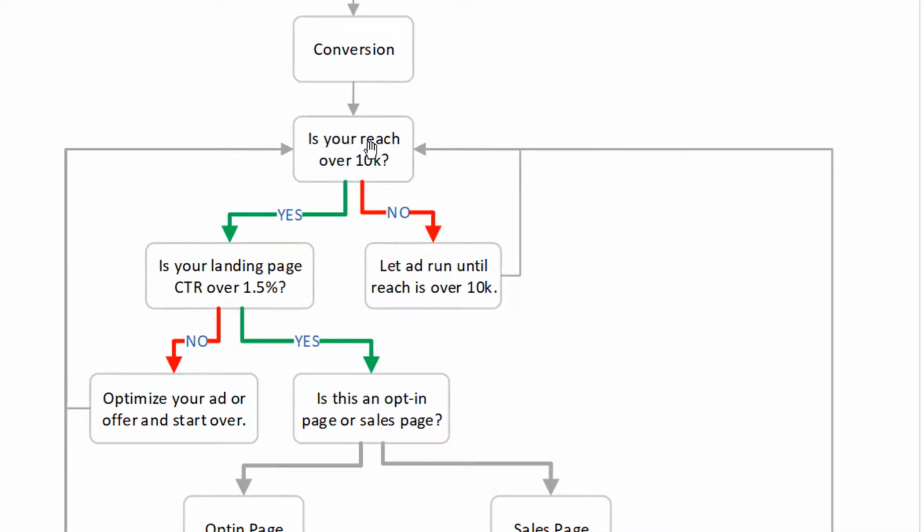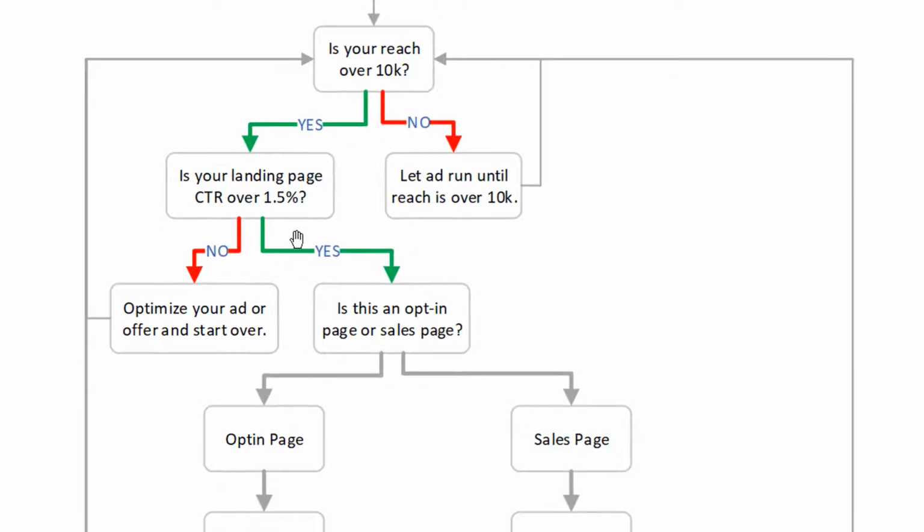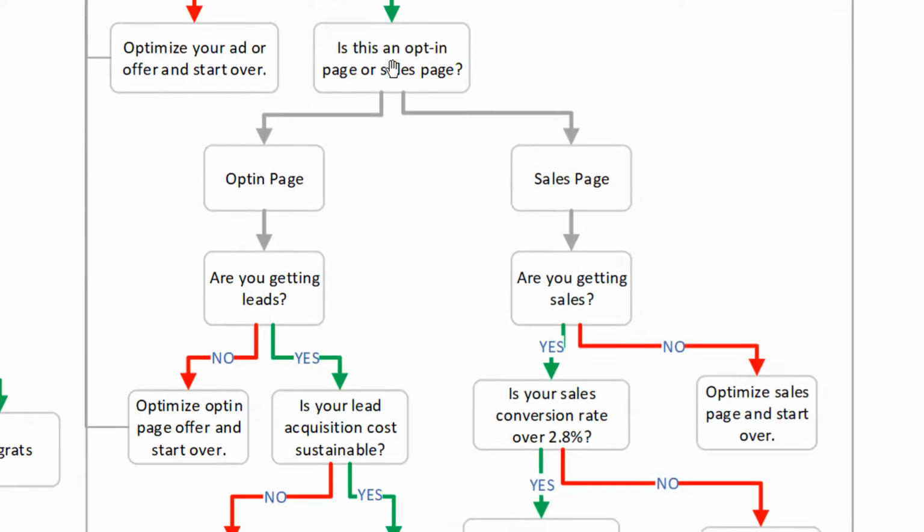Now, if we go to the conversions, same concept. Is your ad reaching 10,000 people or more? If not, then let it run until it reaches 10,000. If it is, now ask yourself, okay, is the landing page click-through rate over 1.5%? If it's not, optimize your ad and start over. If it is, okay, is this an opt-in page or a sales page? Because you can have a conversion event for an opt-in page, or you can have a conversion event for a sales page, right?